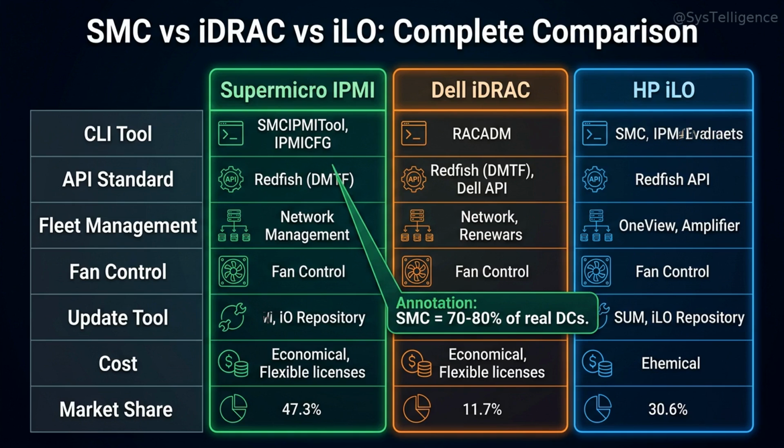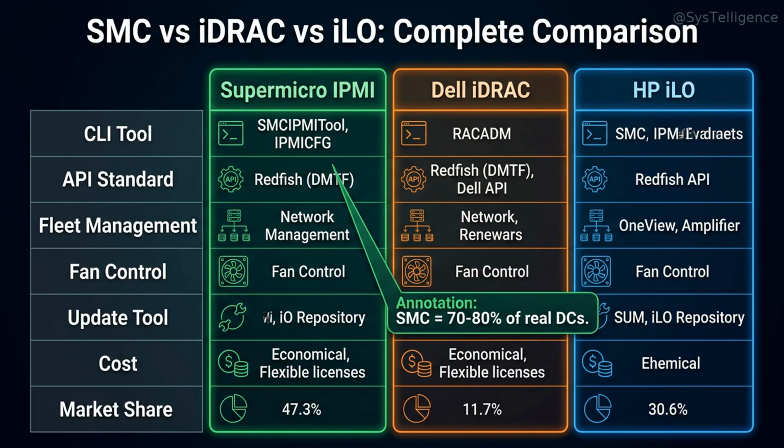Let us compare Supermicro IPMI with Dell iDRAC and HP iLO. SMC uses ipmitool as the primary CLI, while iDRAC uses RACADM and iLO uses an SSH CLI. All three support the Redfish REST API for modern automation. SMC has unique fan zone control via raw IPMI commands that iDRAC and iLO lack. iLO has federation for fleet management, which SMC and iDRAC do not have built in.